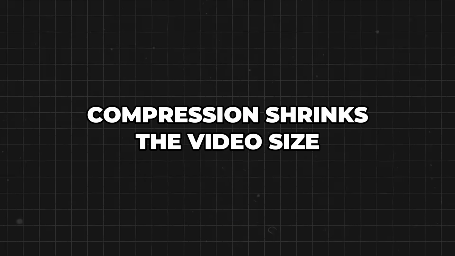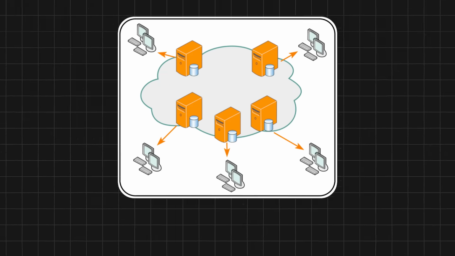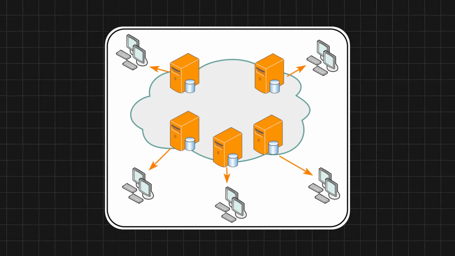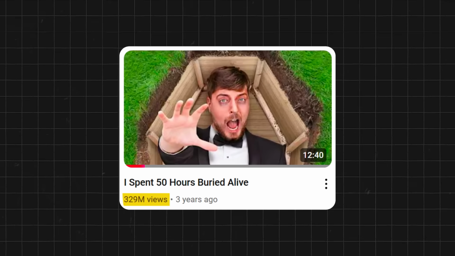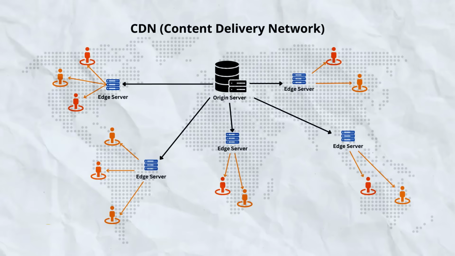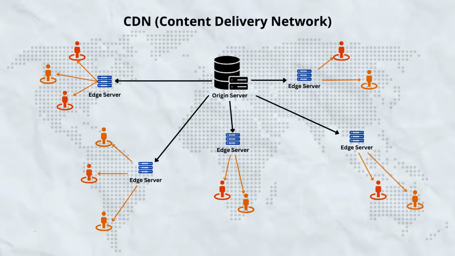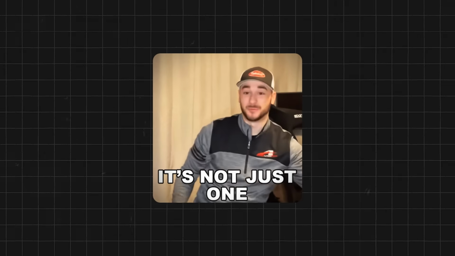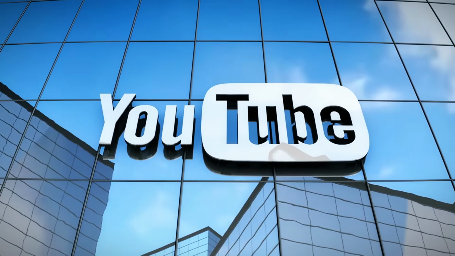This means that compression shrinks the video size, making storage and transfer easier, while CDNs handle delivery, ensuring the video reaches you fast and smoothly. That's why, even when millions of people watch the same viral video, it still plays without lag. It's already cached on a nearby CDN server, waiting for you. And it's never just one copy. YouTube has multiple copies of each video.